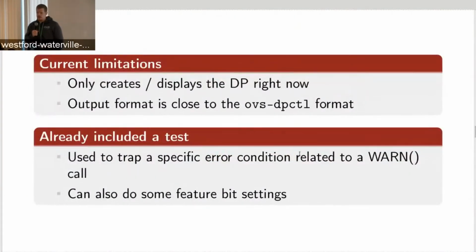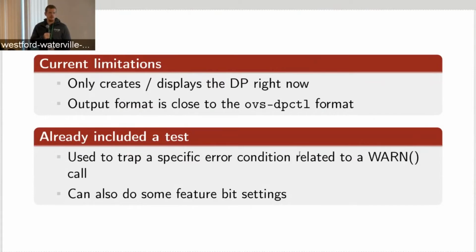The initial version is accepted, so this is already upstream in the kernel. There is a single test case already included, and that was used to trap a warning that we emitted, which we shouldn't have been emitting.